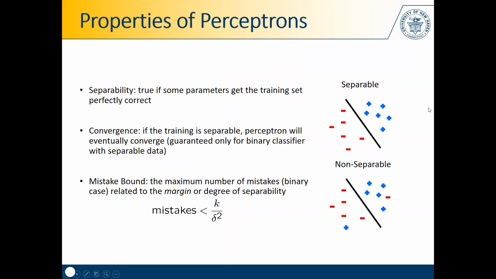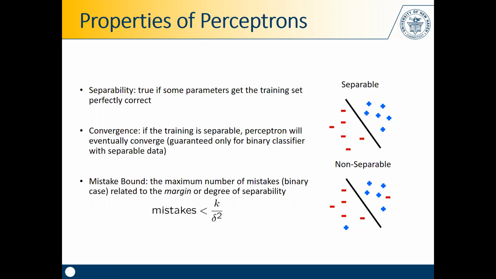Now, let's talk about some of the properties of perceptrons. If the training set allows for a linear decision boundary that perfectly divides the samples between each of its sides, we call that training set linearly separable. So separability is when there is a linear decision boundary that perfectly divides the samples into their correct classes. Is that always true?